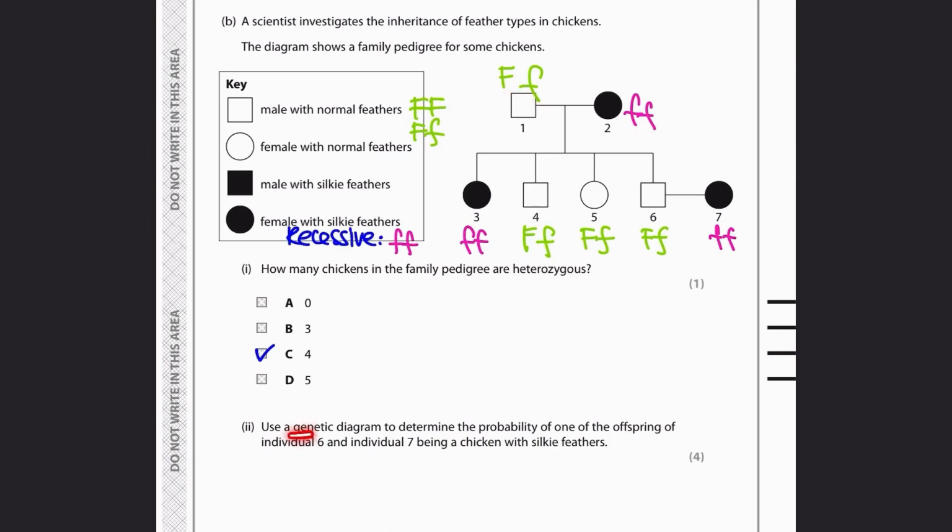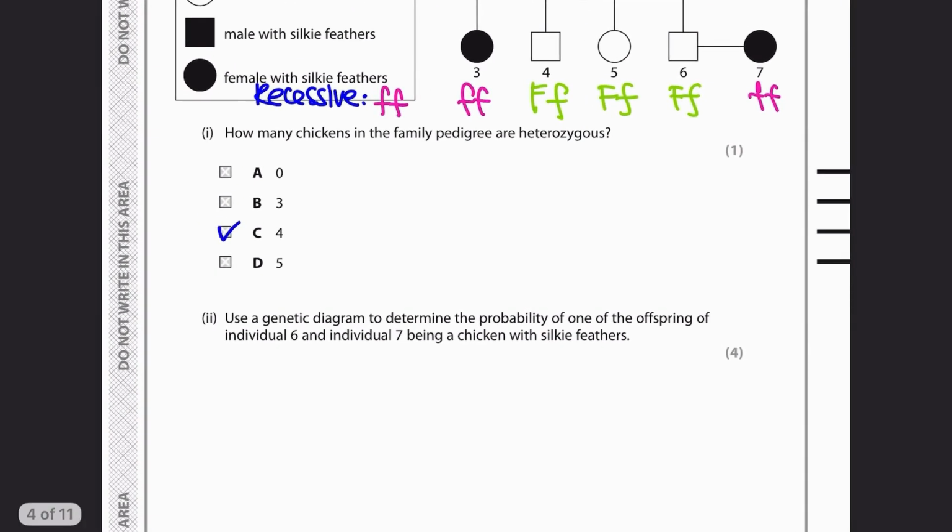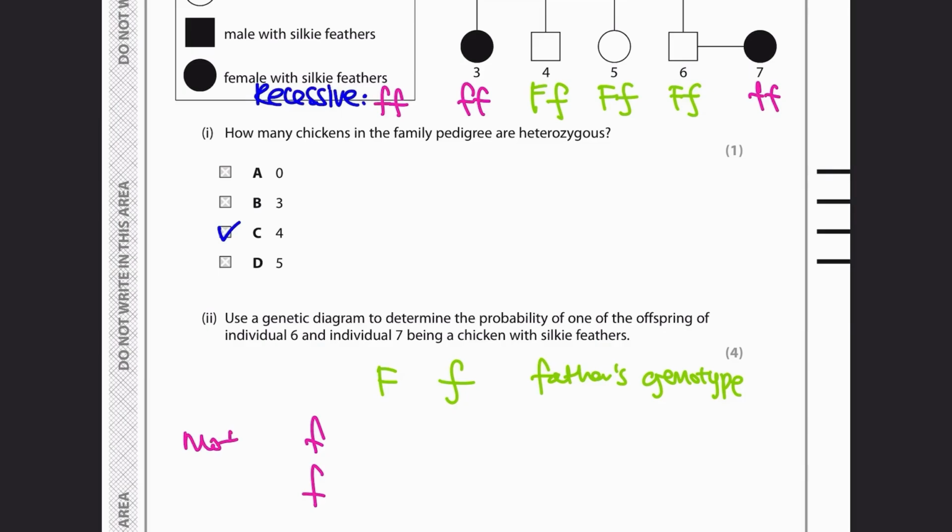Okay, then it asks for a genetic diagram. Remember, that's a Punnett square, so that's like the 2x2 table. So we're basically drawing the genetic diagram for numbers 6 and 7. So these 2 chickens here. So I'm going to draw the father, which is the square, right? So the father's genotype is big F, small f. That's the father's genotype. And you have to write that in the exam because they ask you to write down the genotype of the parents. And then the mother's genotype is small f, that's number 7, right? So small f, like that. This is the mother's genotype.